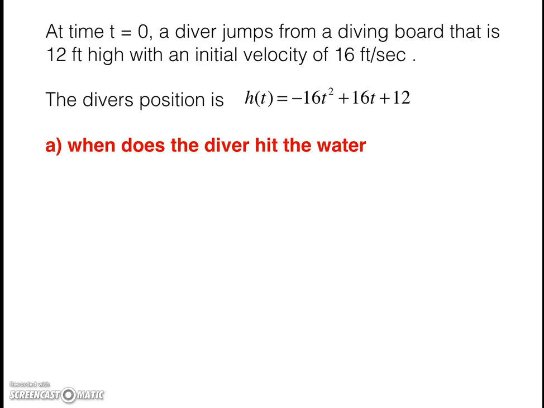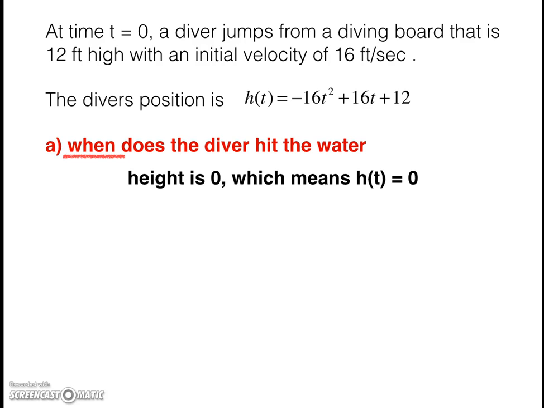For our final example, we have a diver who jumps from a diving board that is 12 feet high with an initial velocity of 16 feet per second. The diver's position is given by the function h of t equals negative 16t squared plus 16t plus 12. For the first question, when does the diver hit the water? Whenever we're looking for a when, that means we're solving for a time. And the time is going to be when the height is 0, which means h of t equals 0, since we're looking for when the diver hits the water.